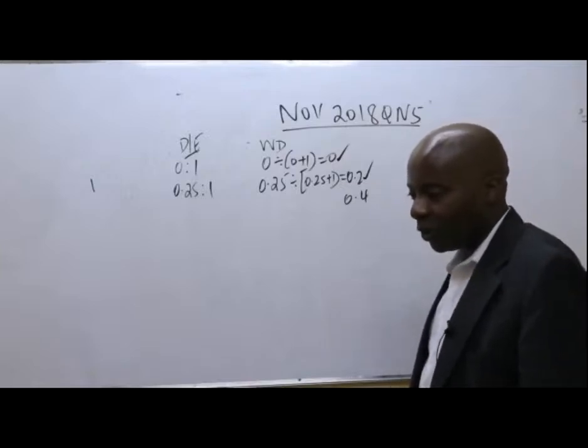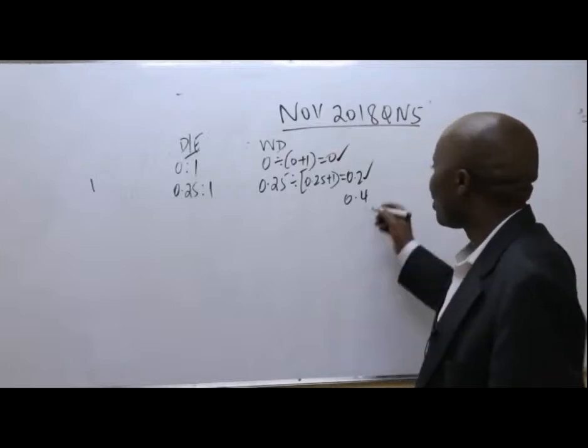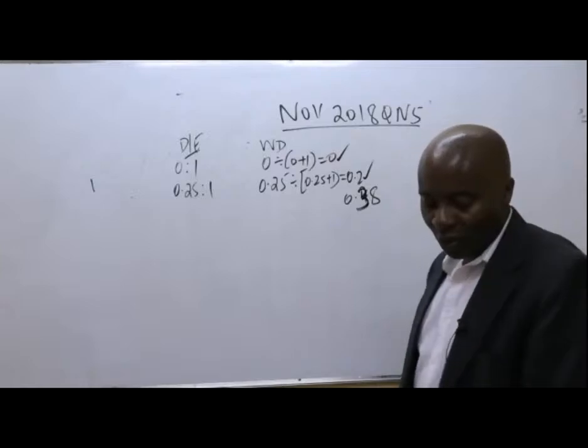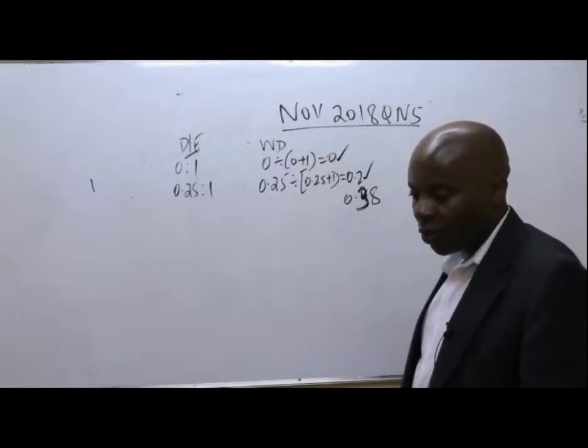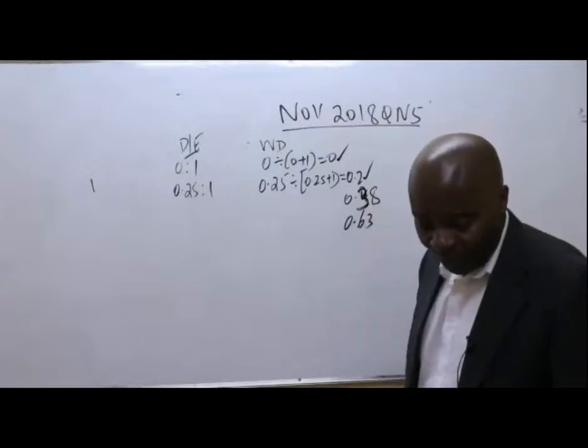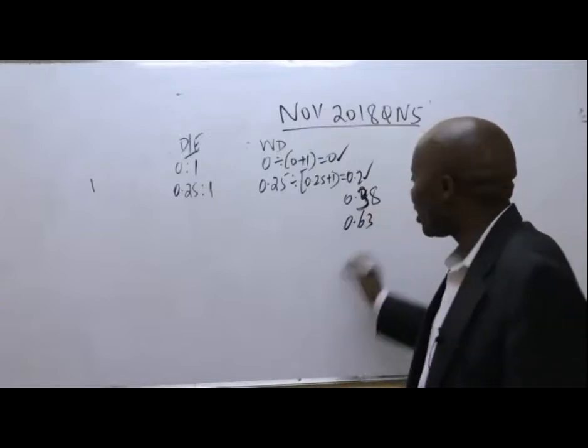I'm told 0.38 or 0.375. At least 2 decimal places is okay, so 0.38 is okay. The next one after that, I'm being told is 0.63. And then the last one, I'm being told is 0.71. Thank you and thank you very much.